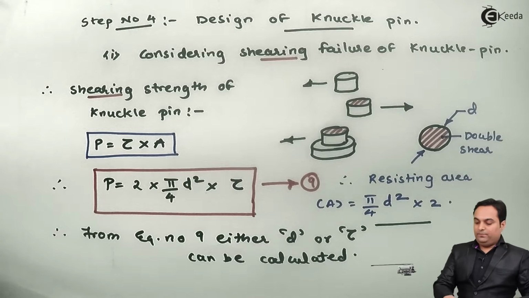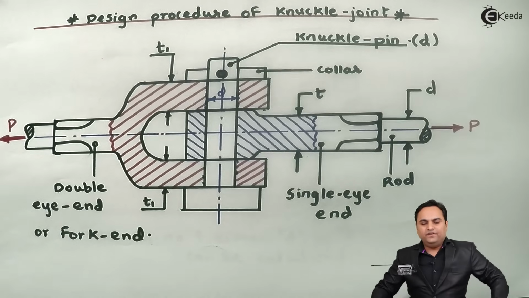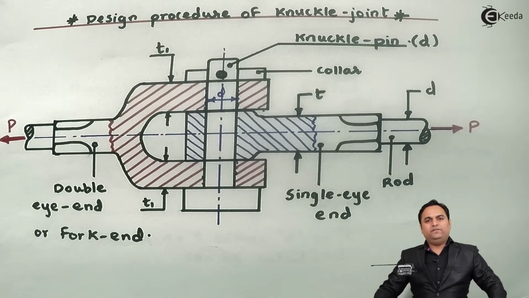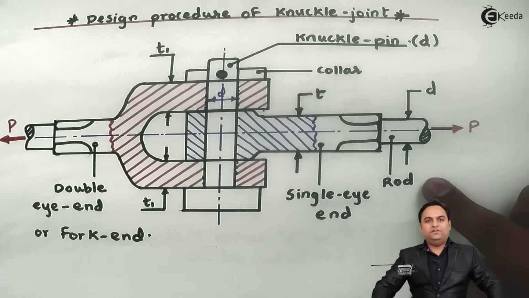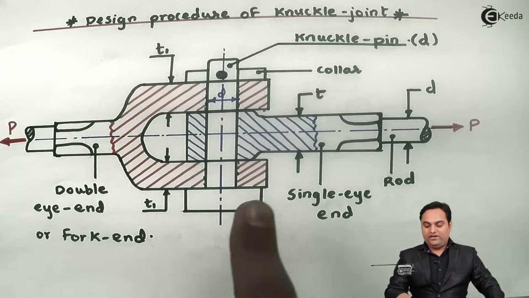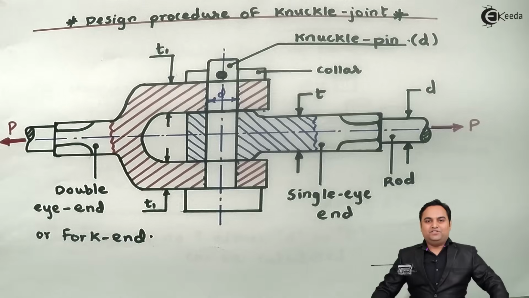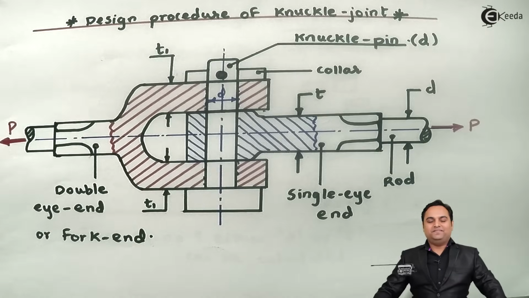With this we complete the 4 steps, and in this video we have seen the designing of knuckle joint in 4 easy steps, that is, starting with the design of rod, design of single eye end, design of double eye end, and finally the design of knuckle pin. And I hope whatever the explanation was there is understood in a simplified manner.